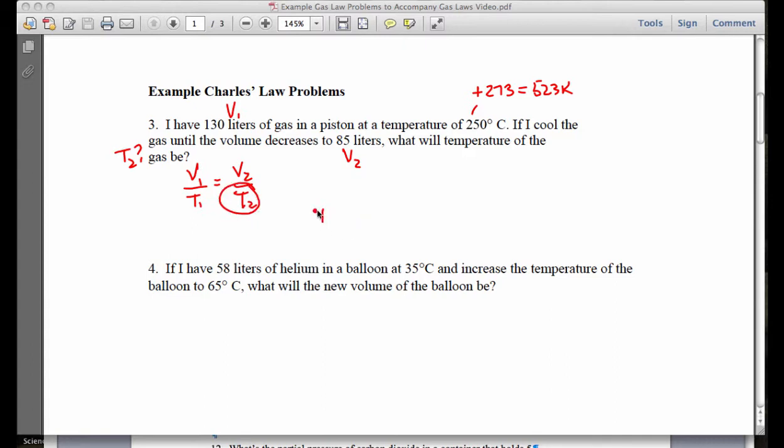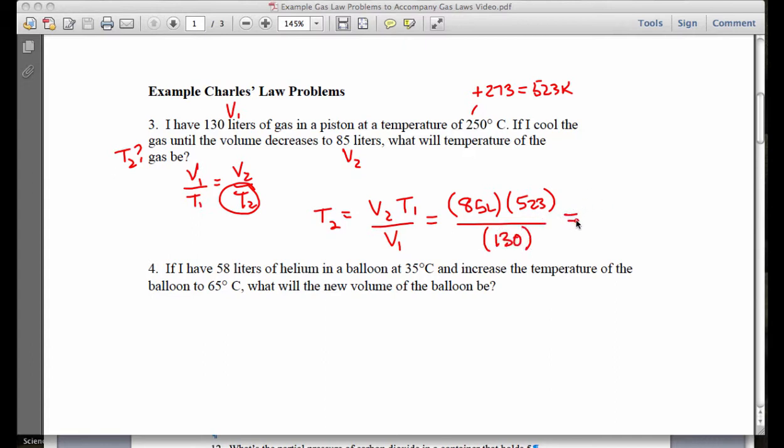So rearranging the algebra, I get T2 is V2, and it's the flip of this, because I'm bringing T2 over here, and then I'd be multiplying by the reciprocal of this. So it's going to be T1 over V1. Check the algebra out if I lost you there. So V2 is 85 liters, T1 was 523, and V1 was 130.